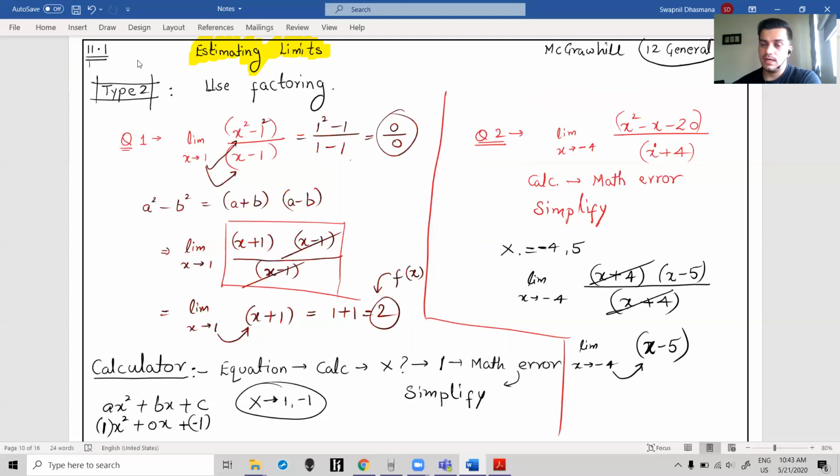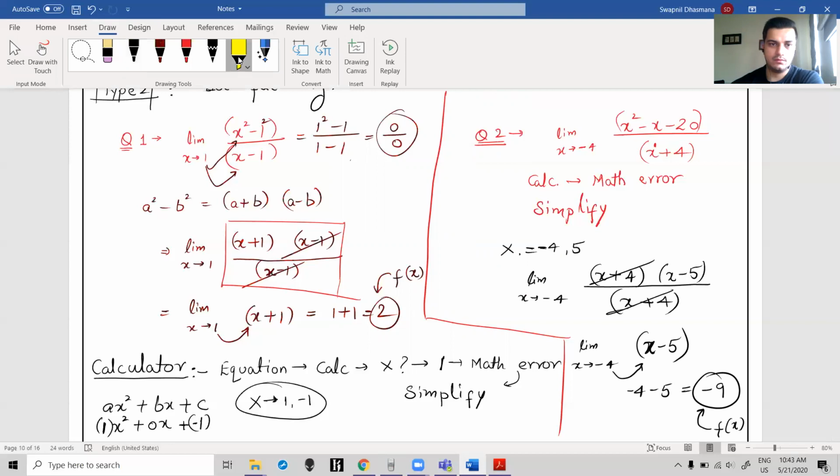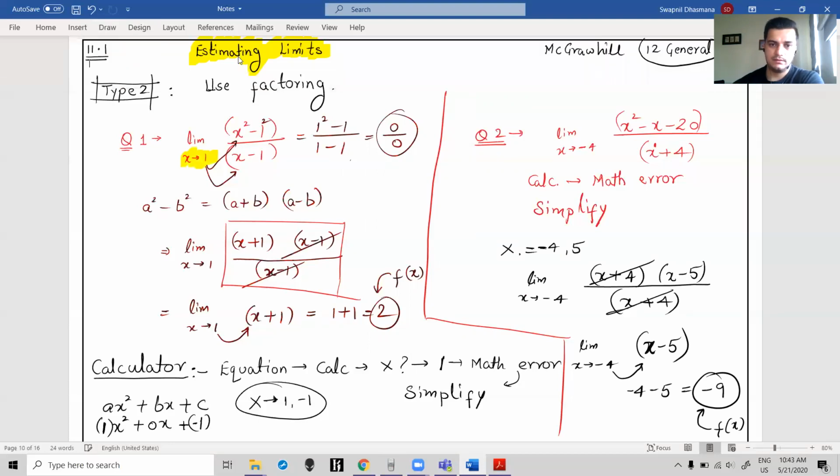Once I put minus 4, I will get minus 4 minus 5. That's going to be minus 9. So this is the value of the function, the approach-to value of the function when x goes to minus 4. This is the answer. So when x goes to minus 4, the y value will be minus 9. And I hope you got the calculator steps.